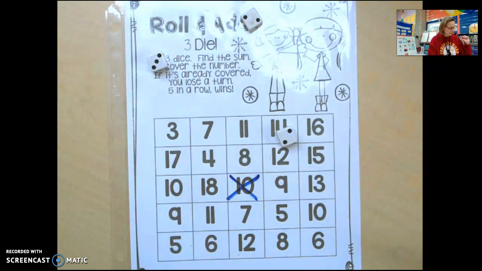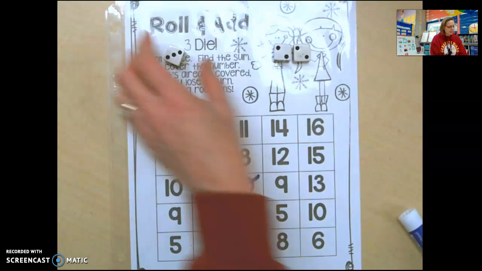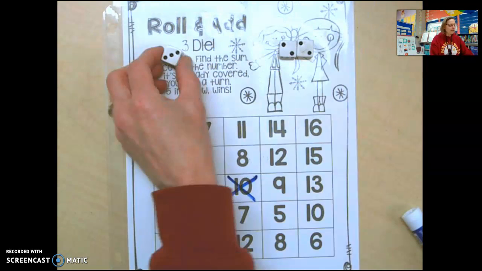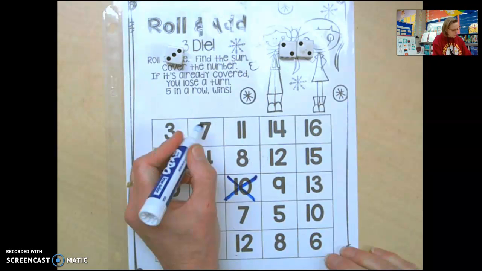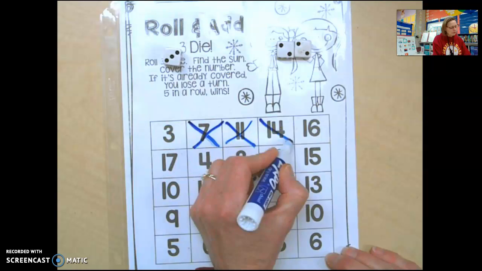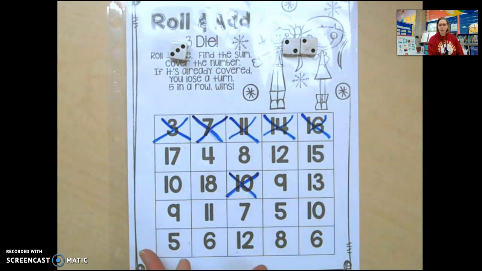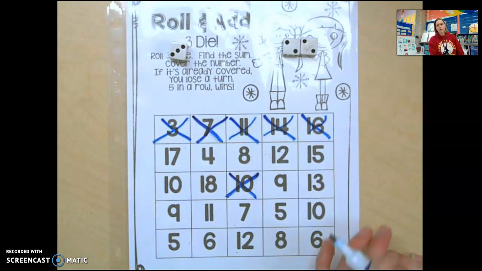You roll it again and you try to find, ooh, look, I've got doubles. So that is a 4. And then 3 more is 7. And then you cross this one off. Now the first person to get 5 in a row wins. Or when you get 5 in a row, you win. Or you could play it where you do blackout, where you're trying to fill in all the squares.